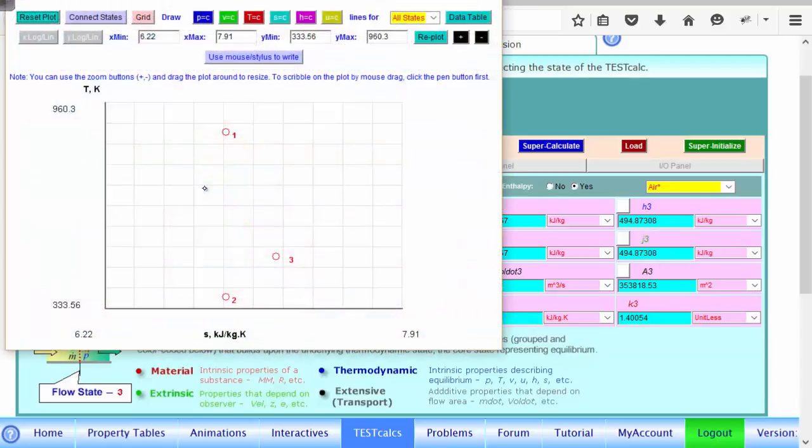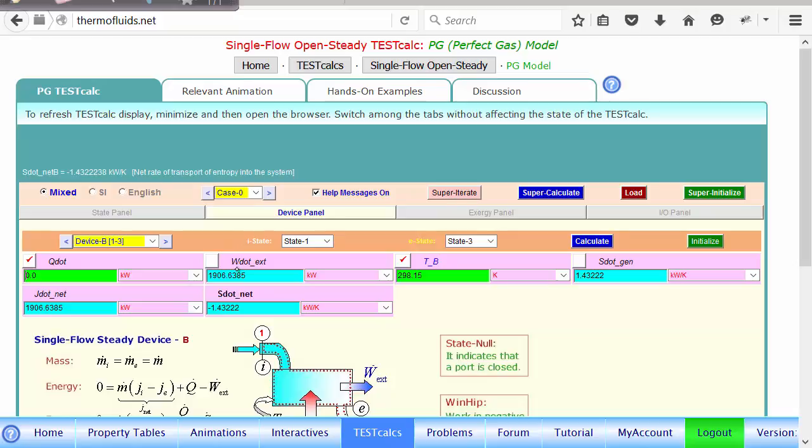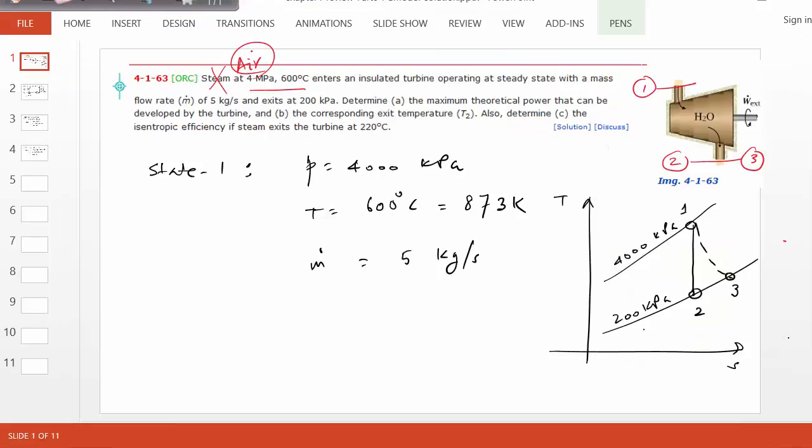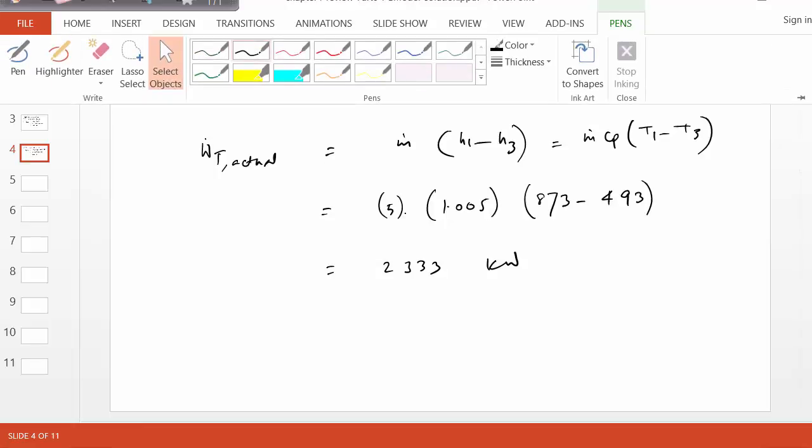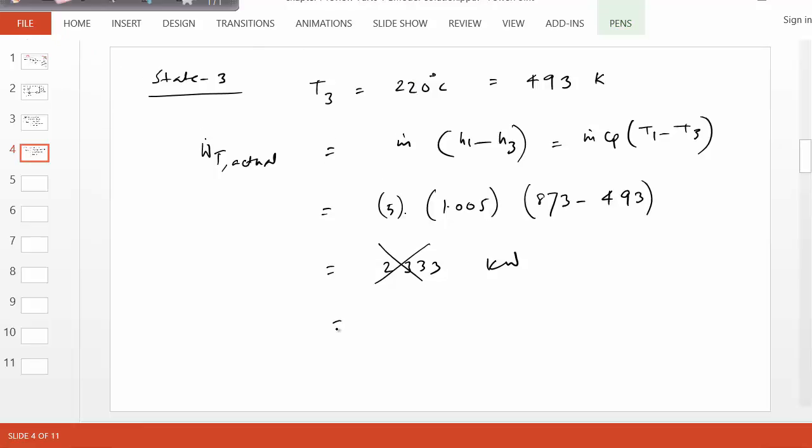So let's do a TS diagram. Okay, so let's go and check the value we got here, 1906, with the value we got in our manual calculations. As a matter of fact, I just checked these numbers, and it is indeed 1906 kilowatts.